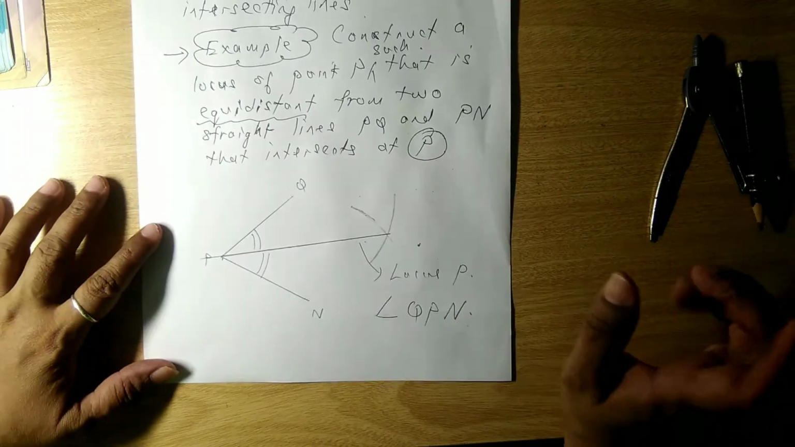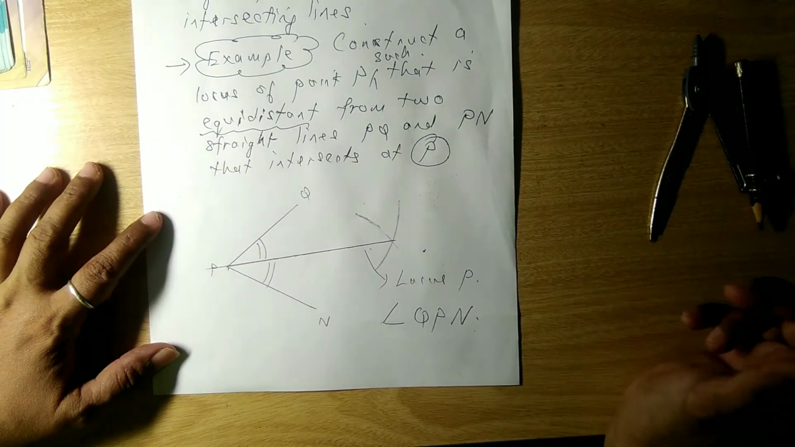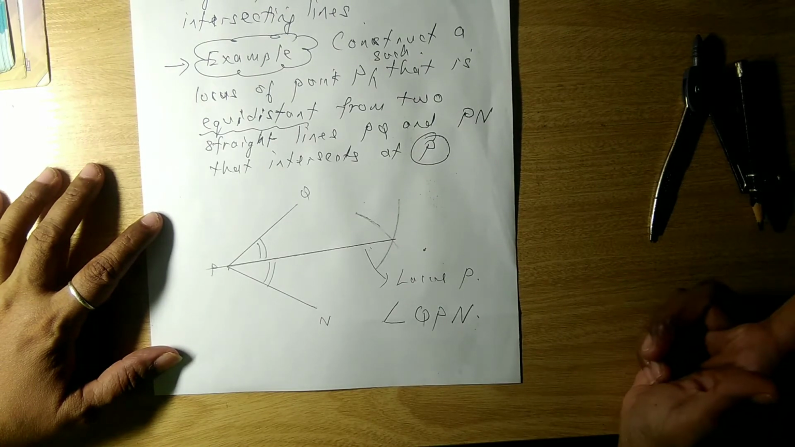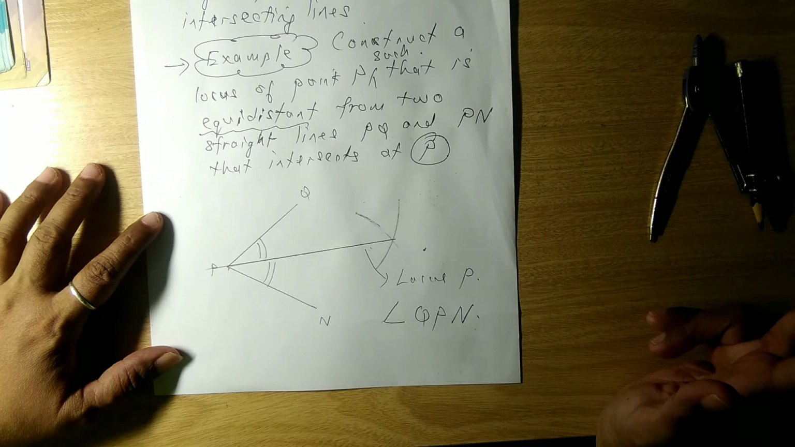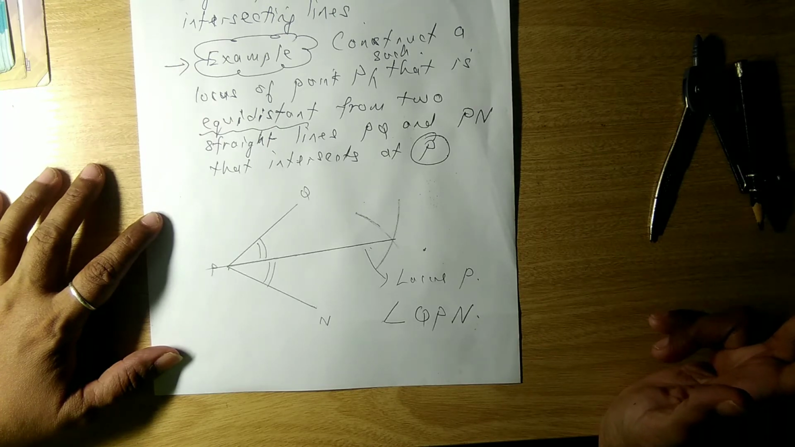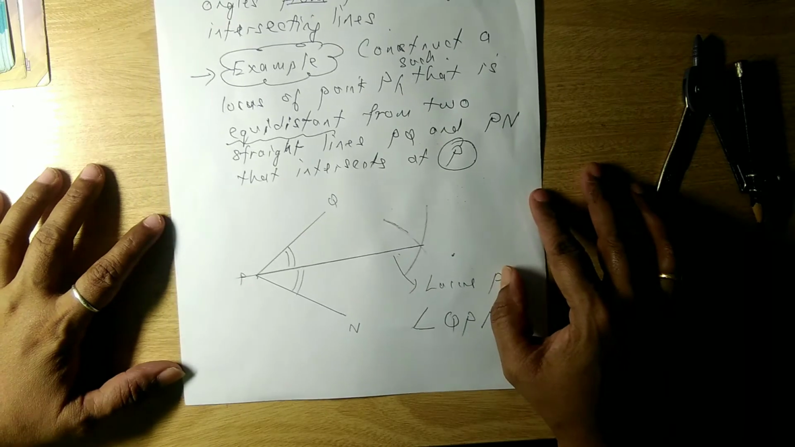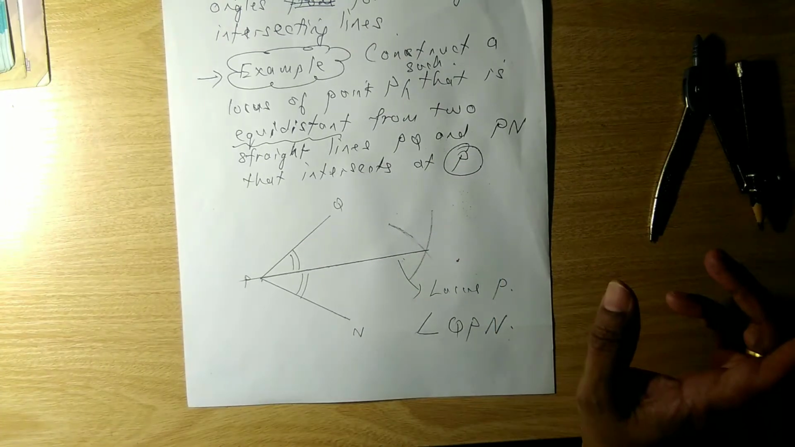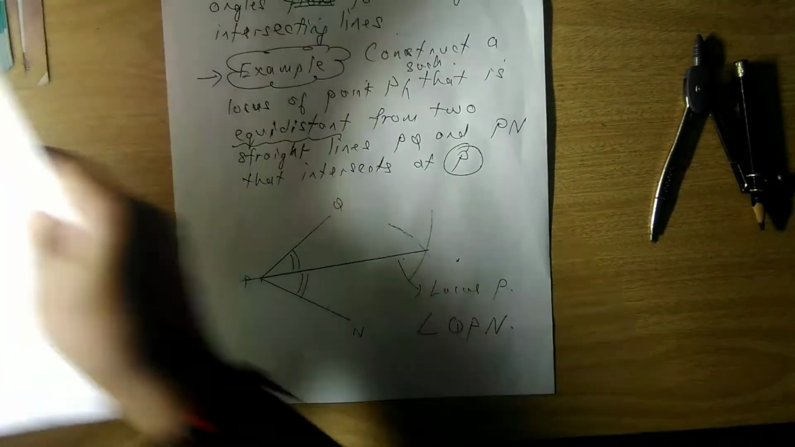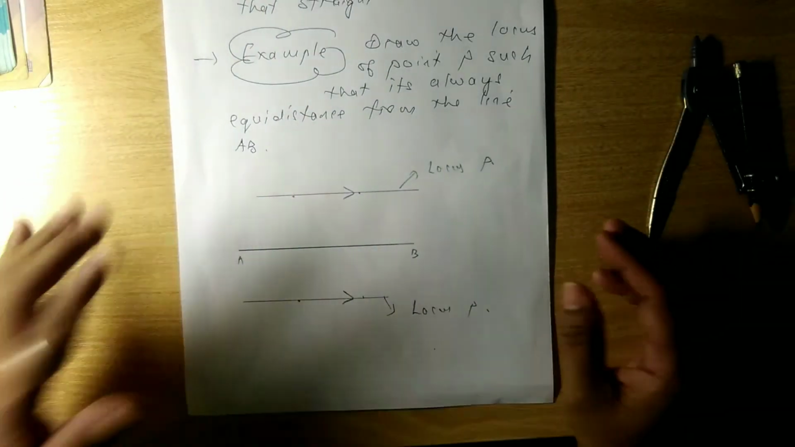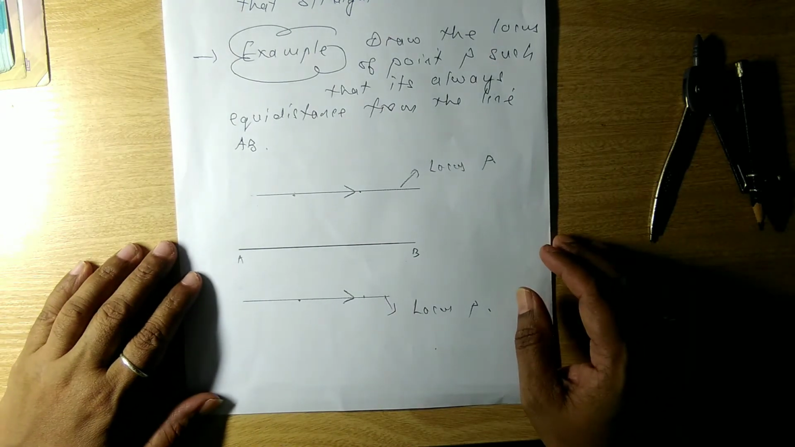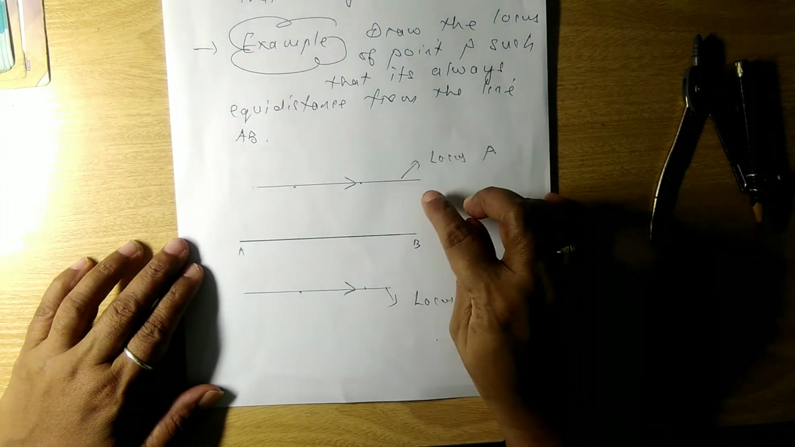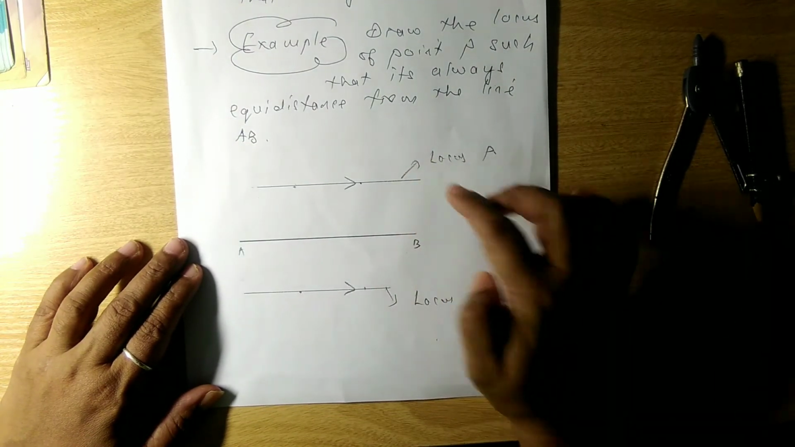So I'll just run through. The first one was a circle, locus of a circle, one fixed point, one moving point. The second one was a straight line, a perpendicular bisector, where one point is moving equidistant from two fixed points. And the third one is this: a point moving equidistant above and below a straight line, which is AB. So what we actually get is two parallel loci above and below.